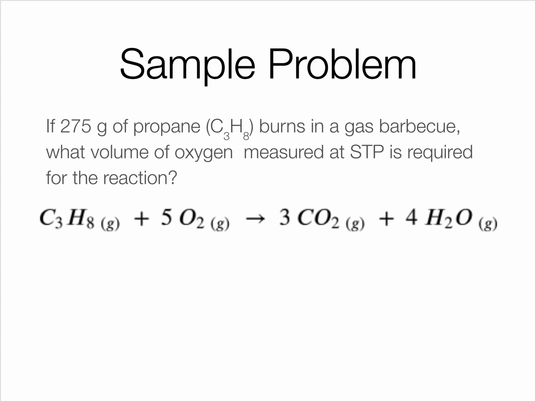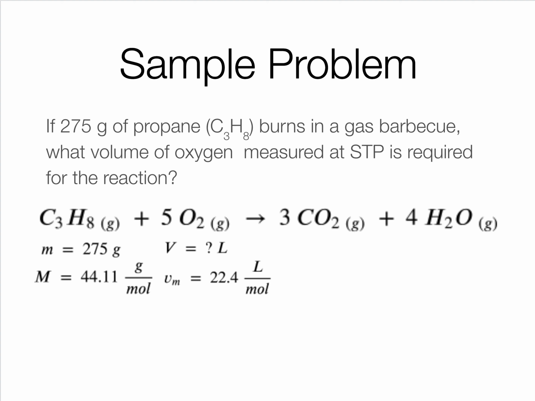Our next step is going to be to list out our knowns. The known mass is given to us, 275 grams of propane. The molar mass is not given to us directly, but we have our periodic table. We know that carbon has a molar mass of 12.01 grams per mole, and we know that hydrogen has a molar mass of 1.01 grams per mole.